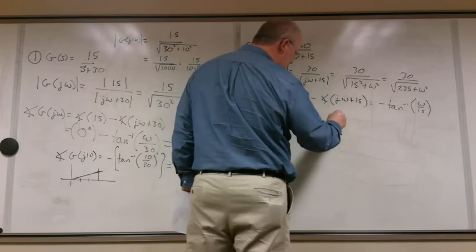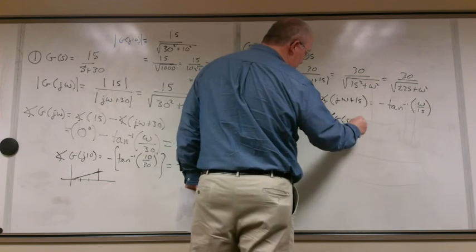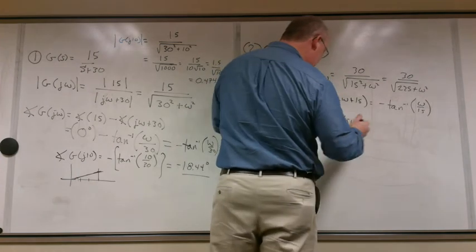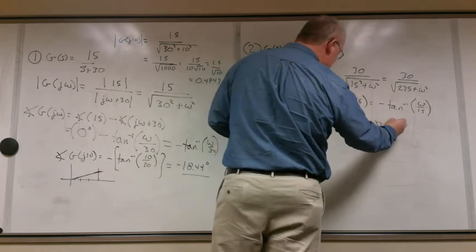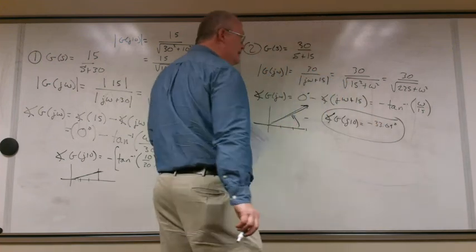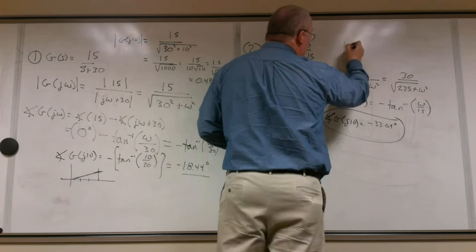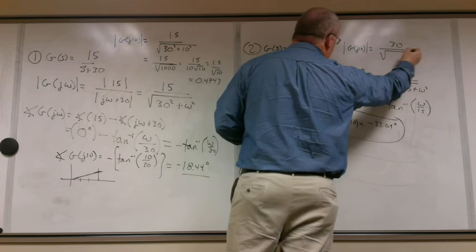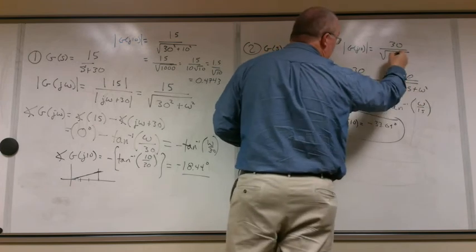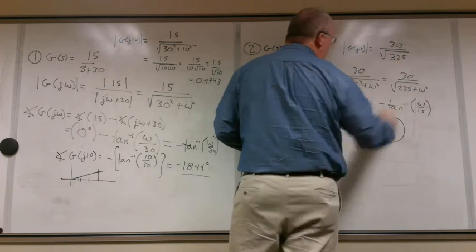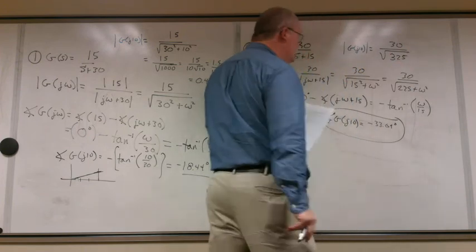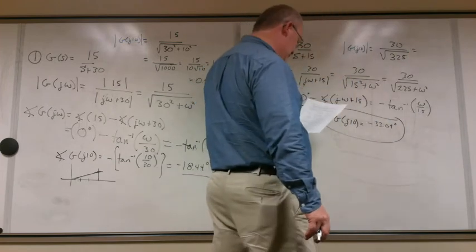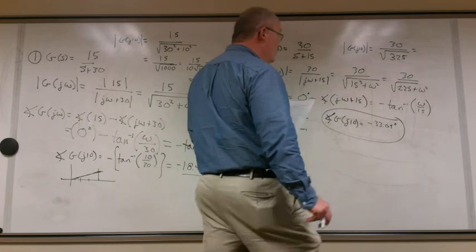And so the angle G of J10 is equal to negative 33.69 degrees. Work that out yourself. And also the magnitude G of J10 is going to be equal to 30 over the square root of 225 plus 100, over 325. I don't know what that's going to end up being in my head anyway. Let's not bother with that. The answer is 1.664.